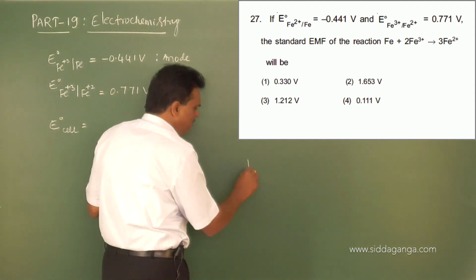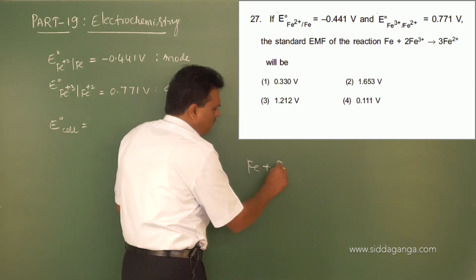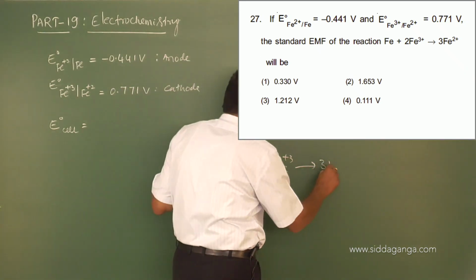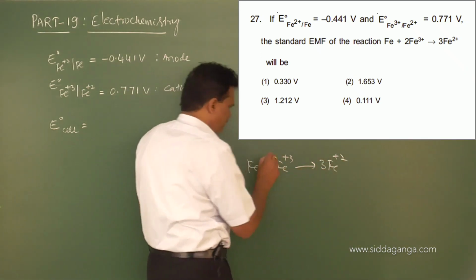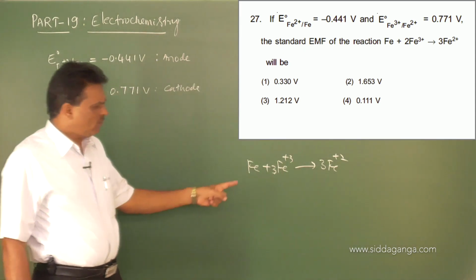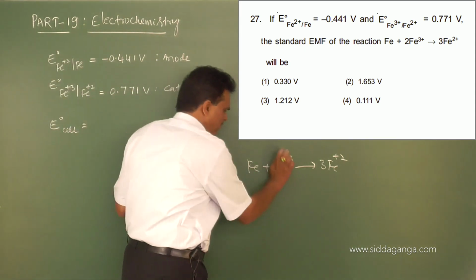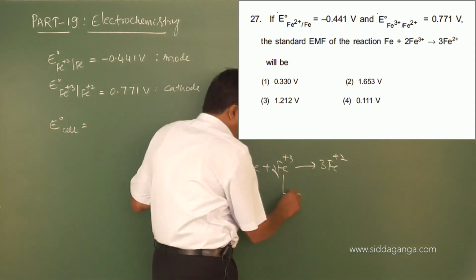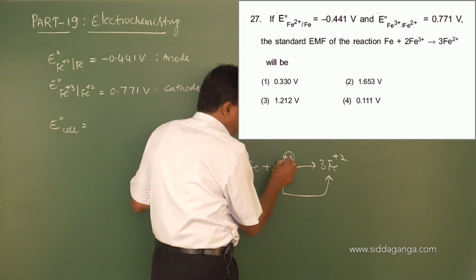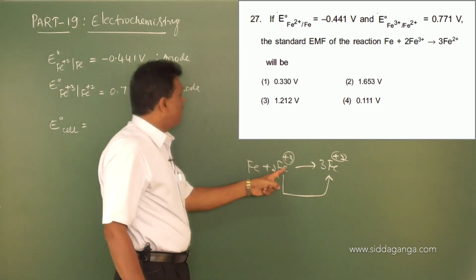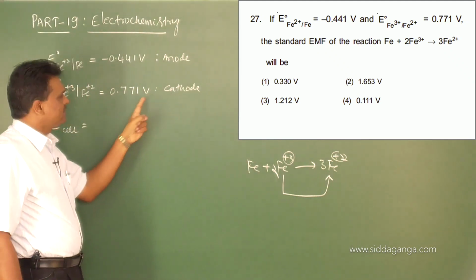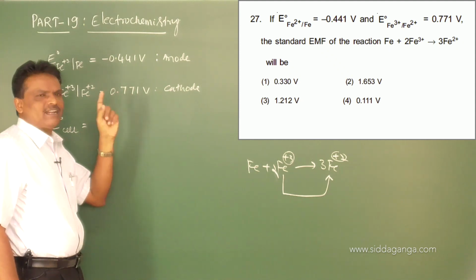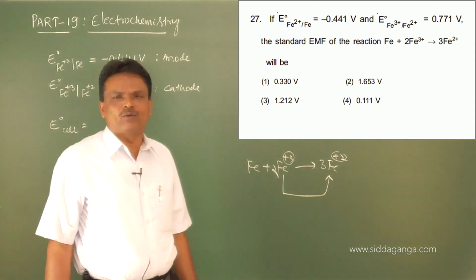So look at the given reaction. Fe plus 3 will give rise to 3 Fe plus 2. In the question, 2 Fe plus 3 to 3 Fe plus 2 is given. Ferric ion is reduced; the oxidation number of ferric ion is reduced. So this ferric ion acts as cathode because it has a higher standard reduction potential value. The higher the standard reduction potential value, the electrode is cathode.